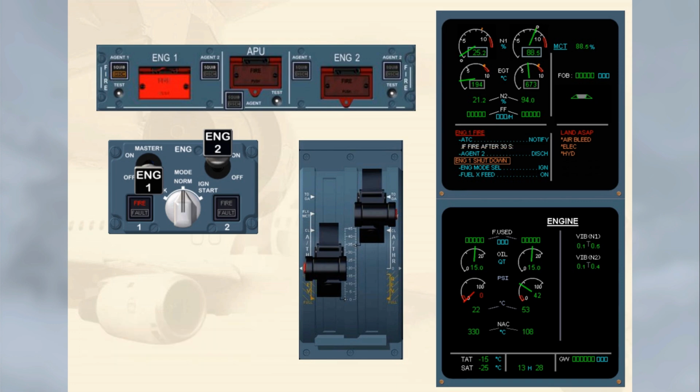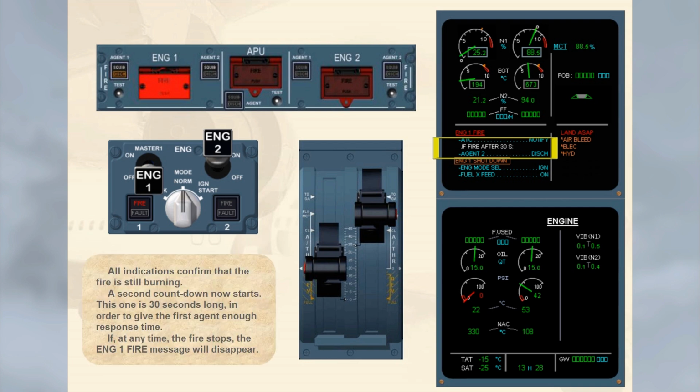All indications confirm that the fire is still burning. A second countdown now starts. This one is 30 seconds long, in order to give the first agent enough response time. If at any time the fire stops, the Engine 1 Fire message will disappear.